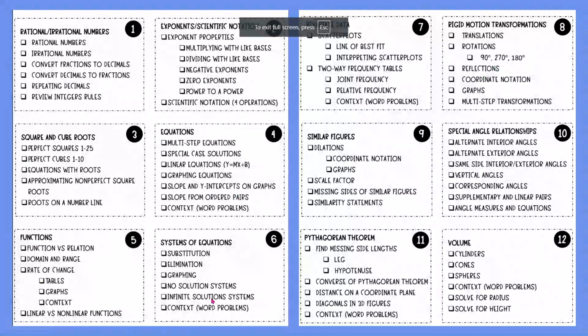So let's say, for instance, you and your group decides that you want to work on the Pythagorean theorem. The things that you must include in your presentation are the following: finding the missing side length, including the leg and the hypotenuse, converse of Pythagorean theorem, distance on a coordinate plane, the diagonal and 3D figures, and context, which again means word problems. So again, everything is listed there that you may need.